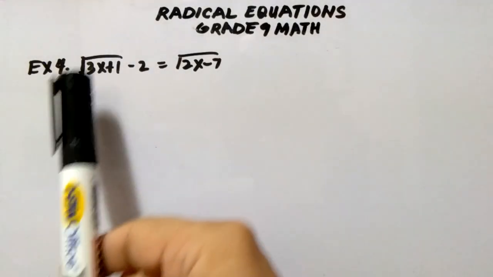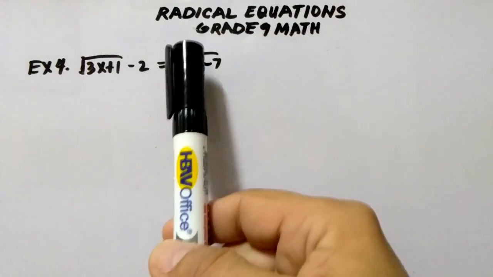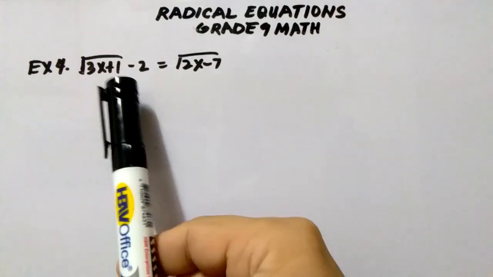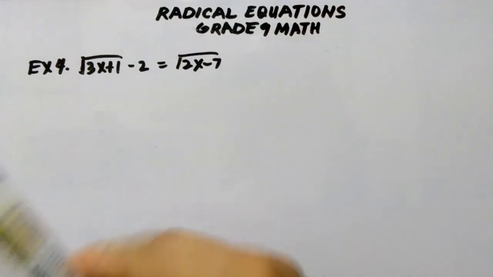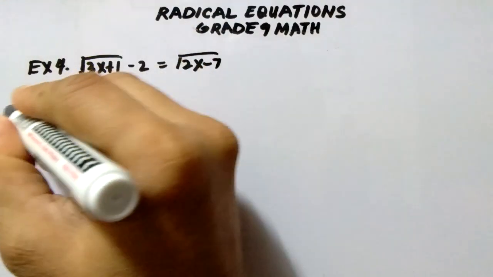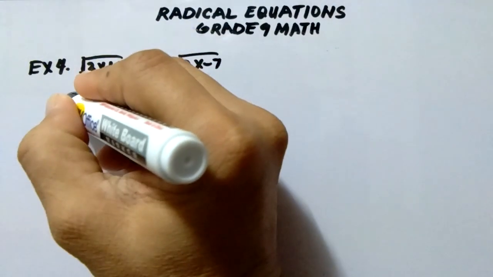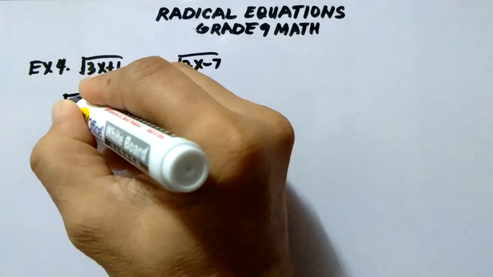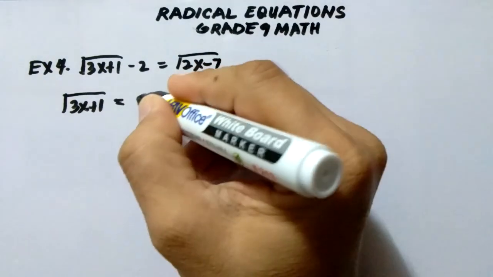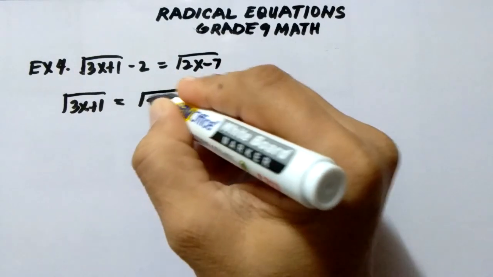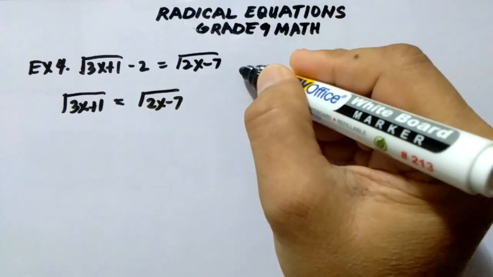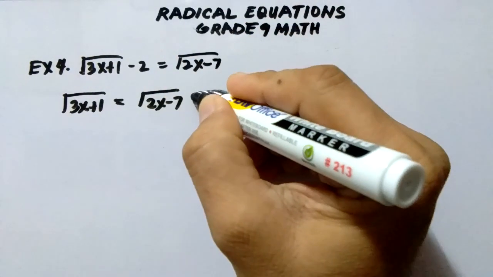Example number 4: square root of 3x plus 1 minus 2 is equal to square root of 2x minus 7. Then, ang una po natin gagawin is to isolate one radical. So, hiwalay po natin itong square root of 3x plus 1. So, may iiwan po yan dito sa left side. So, we have square root of 3x plus 1 is equal to, so we have square root of 2x minus 7. Then, transpose po natin negative 2 dito sa right side. So, negative 2 becomes positive 2.